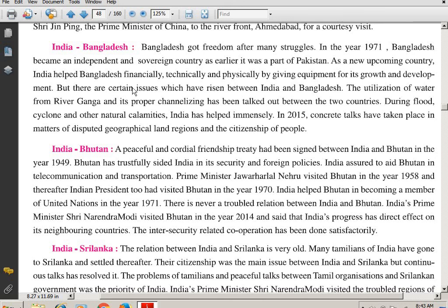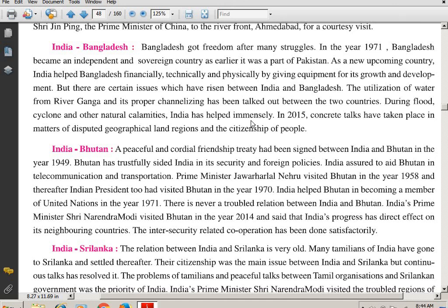But there were certain issues which have risen between India and Bangladesh. In spite of being good to Bangladesh, there were some strained issues. What was the stressful relation? The utilization of water from the river Ganga and its proper channelizing has been talked over between the two countries. So students, what happened? The fight is because of the water of the Ganga river, and because of its proper channelizing, there has been talk between these two countries, India and Bangladesh. During floods, cyclones and other natural calamities that hit Bangladesh, India has helped immensely, given contributions very well, thinking of it as a friendly nation for our country.